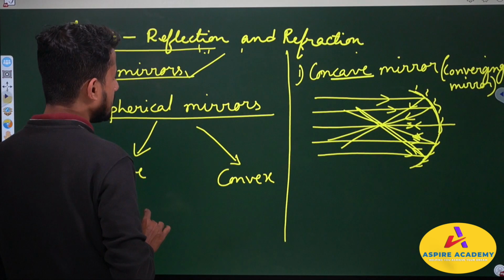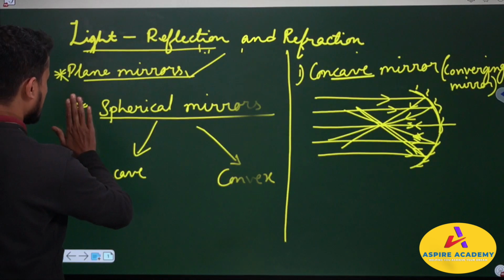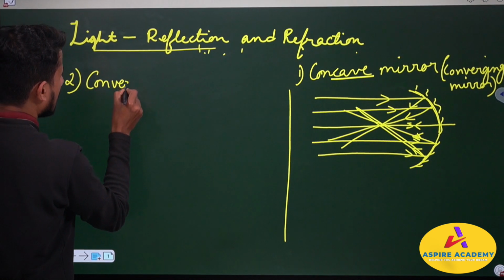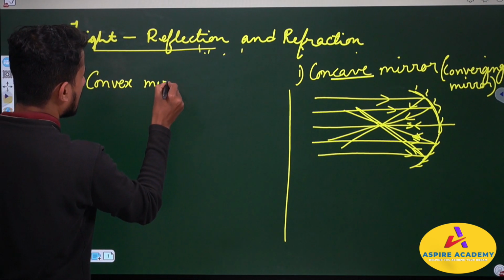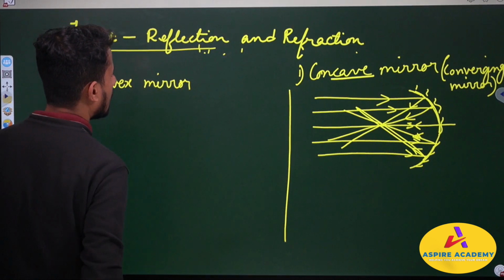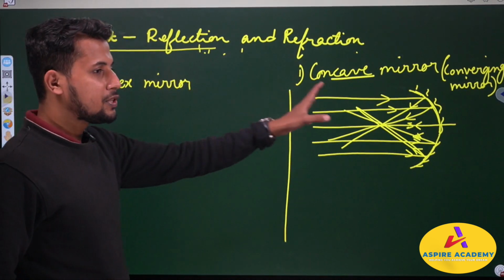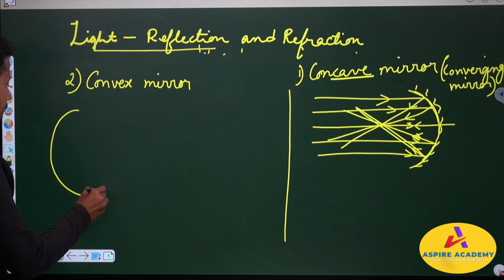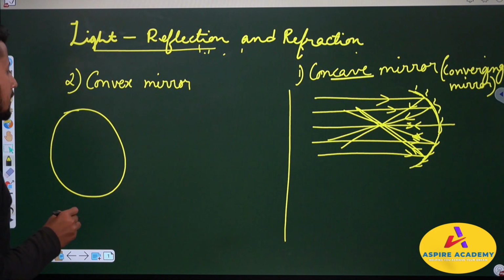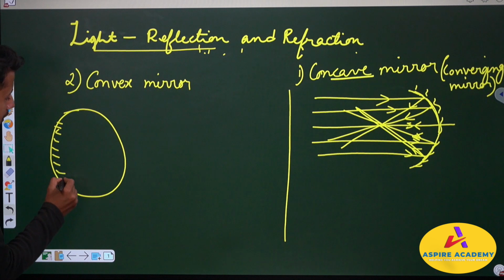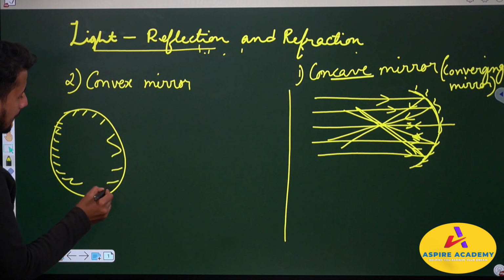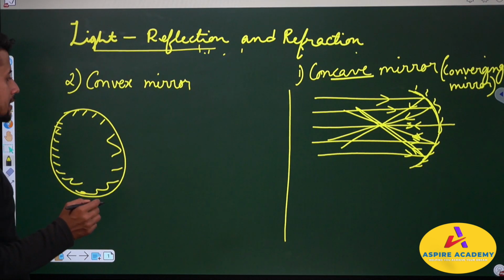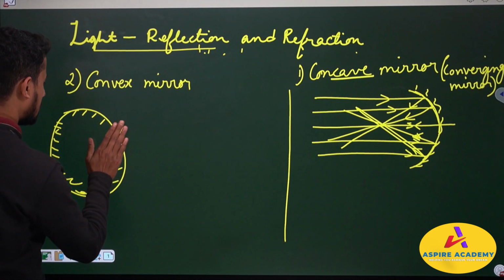Next is the convex mirror. We'll draw it here. The opposite of a concave mirror is a convex mirror. Say we have another spherical ball here, which has a rough surface inside, but the outside is a reflecting surface. Let me draw it here.